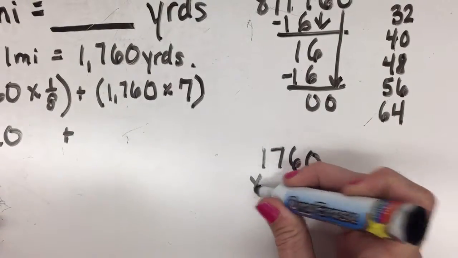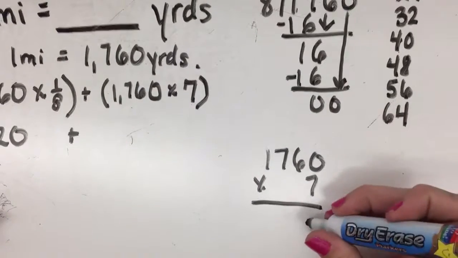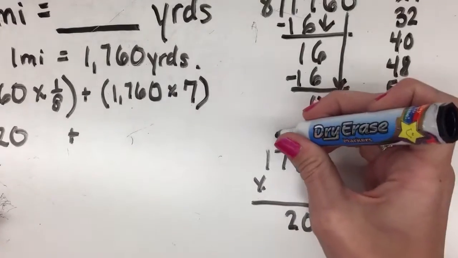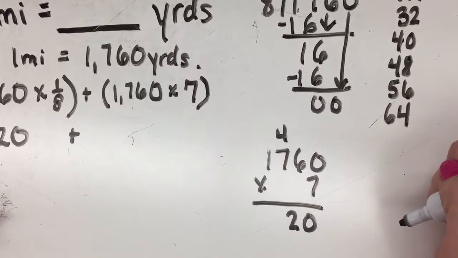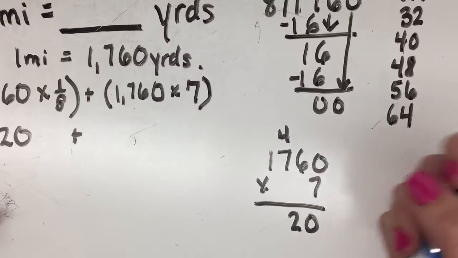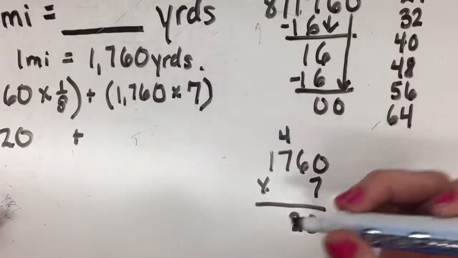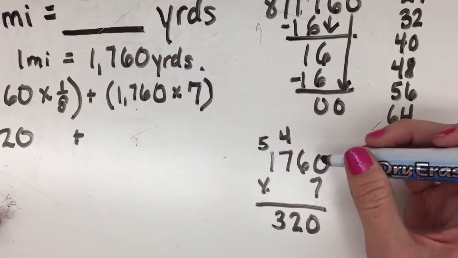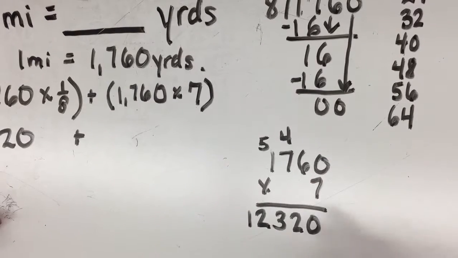1,760 times 7. So 7 times 0 is 0. 7 times 6 is 42. I'm going to go ahead and regroup my 4 because it was in my tens place. 7 times 7 is 49, but plus 4 more is 53. Oh, I forgot. Sorry. 3, carry my 5. 7 times 1 is 7, plus 5 more is going to get me to my 12. So when I multiply this together, I got 12,320.